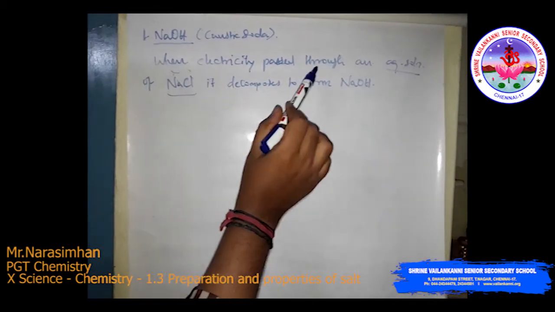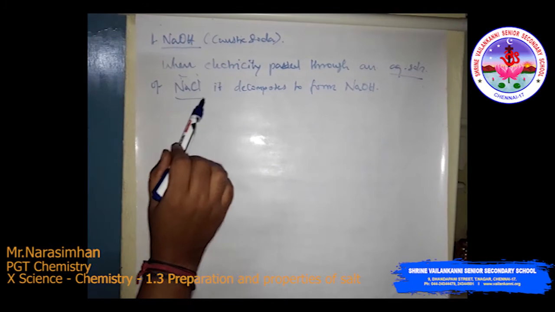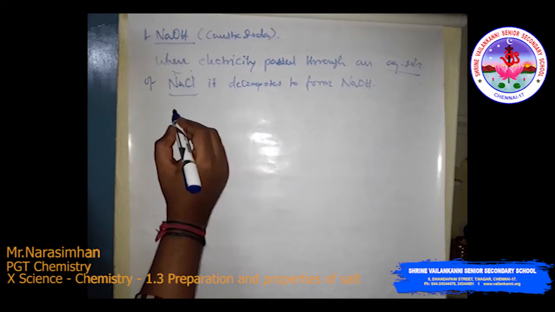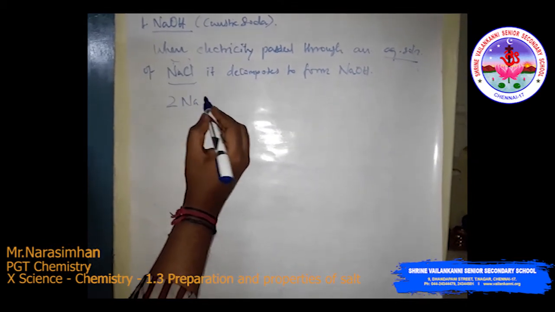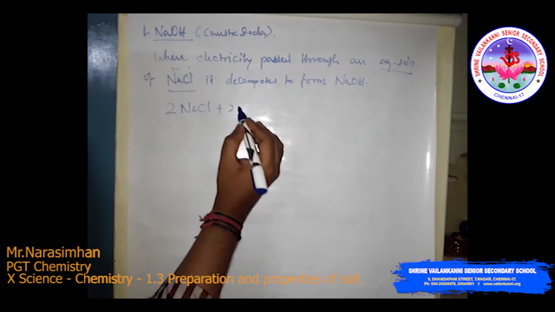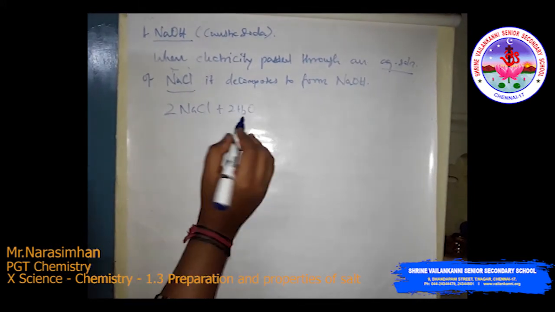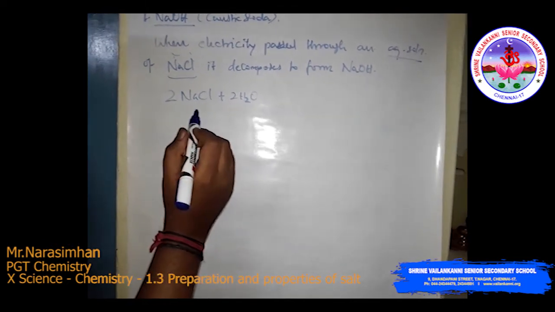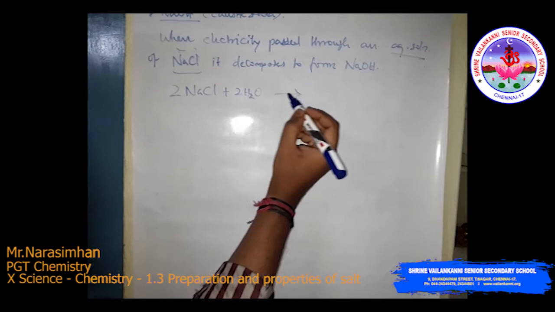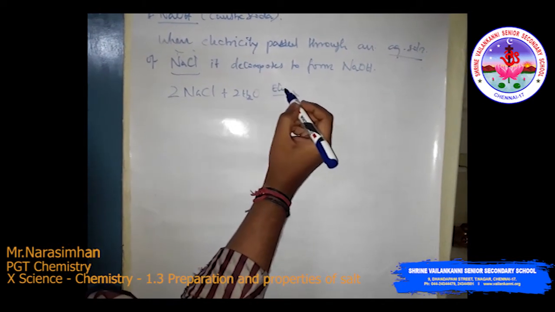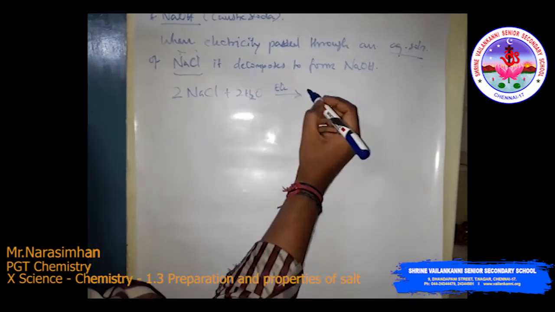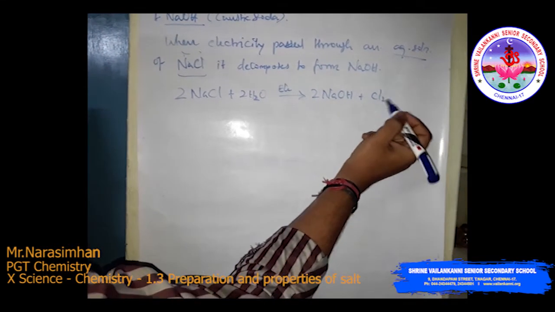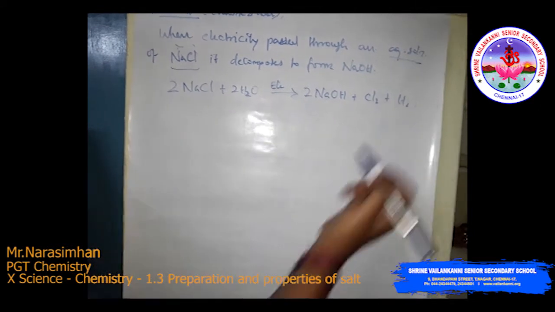When electricity is passed through an aqueous solution of NaCl, it decomposes to form NaOH. See, the reaction is 2 moles of NaCl reacting with 2 moles of water molecule, so this is called aqueous solution of NaCl. The aqueous solution of NaCl undergoes an electrochemical process to form 2 moles of NaOH, Cl2 and H2.